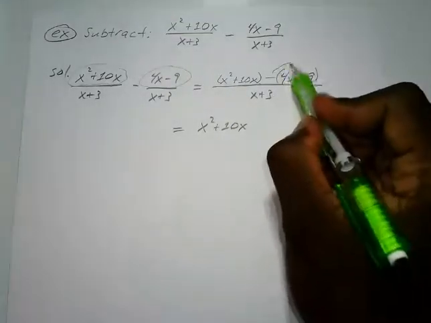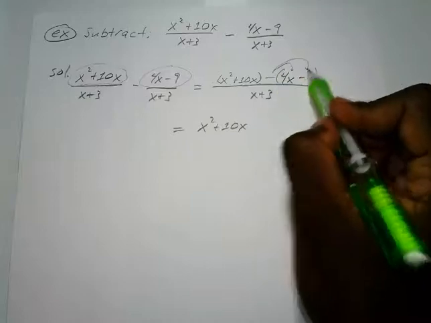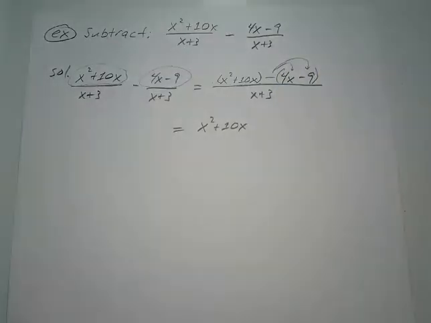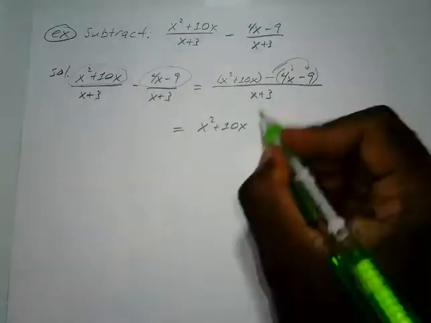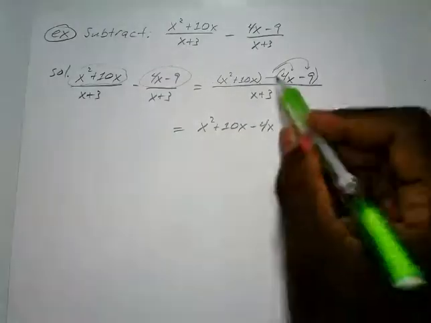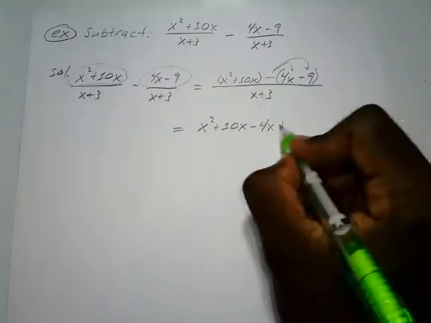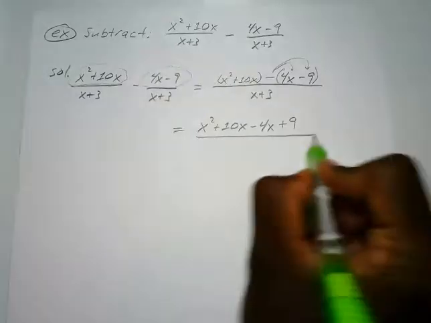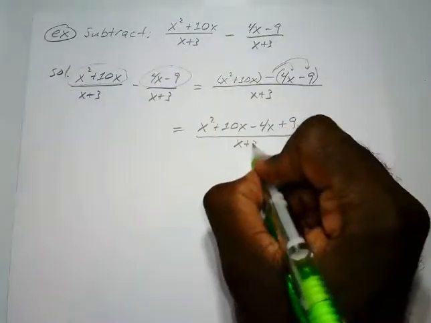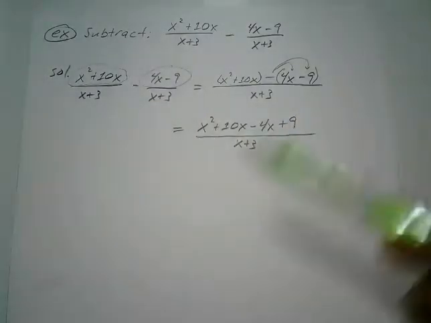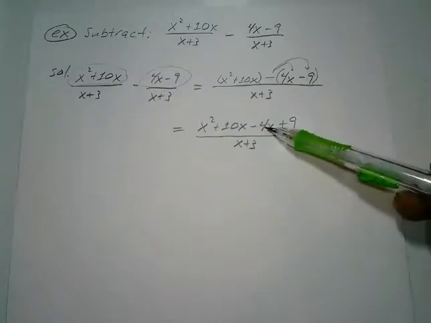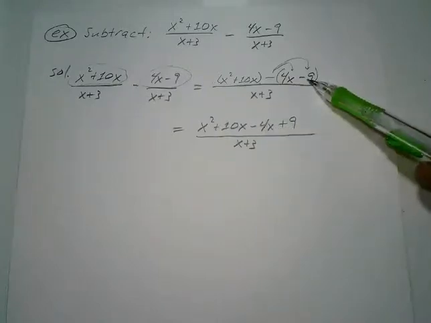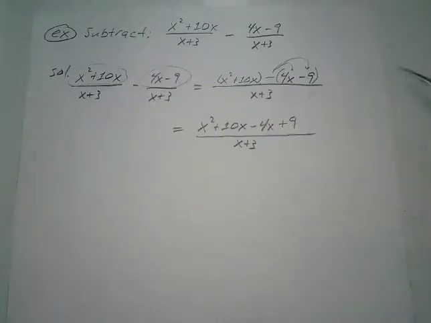This you're going to distribute kind of like a negative 1. So negative 1 times 4x is negative 4x. And negative 1 times negative 9 is positive 9, all over x plus 3. See, if you didn't put the parentheses there, you have the correct minus 4x. But if you left that as just minus 9, you wouldn't get the correct answer.